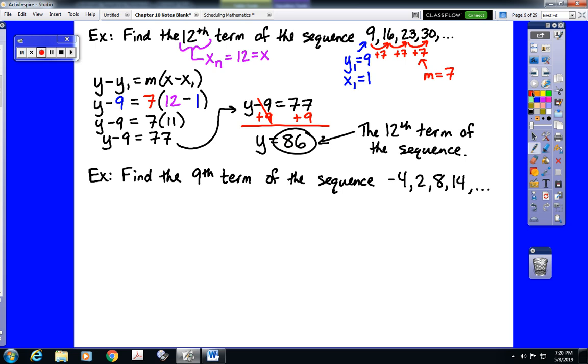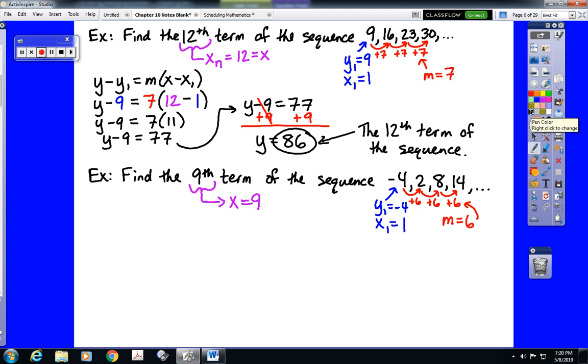So let's do another one real quick. Again, we need to know a couple of things. We need to know the first term is negative 4. So y sub 1 is negative 4. And again, that is the first term, so x1 will be 1. We need the common difference. So what are we doing here? The pattern is we're adding 6 each time. So m equals 6. And we are looking for the 9th term. So we're going to have x equal 9.